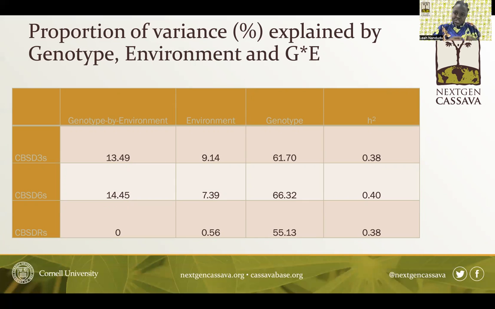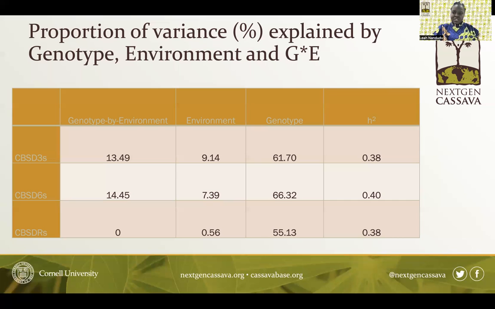But then when we look at how much of this variance is due to genetic effects, we did narrow-sense heritability, and you could see that we generally have low narrow-sense heritability for CBSD foliar and root scores at 3, 6, and 12 months after planting. This means that most of the phenotypic variance we are observing is actually not due to genetic effects.